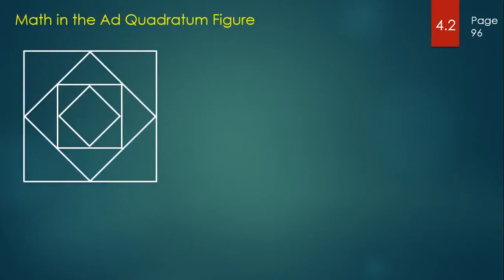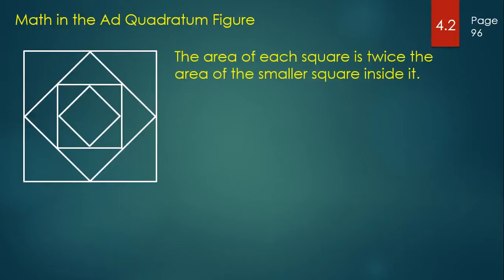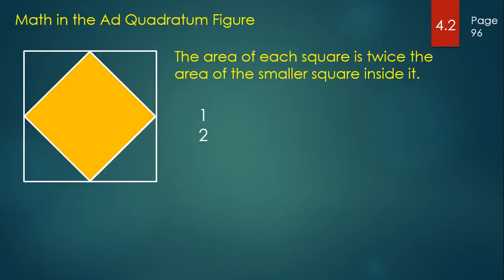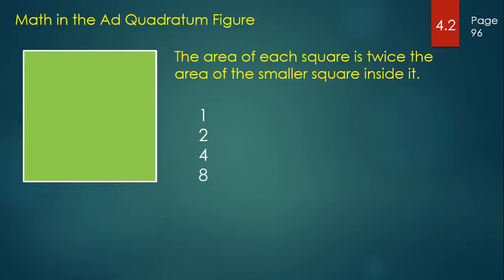There's also some math involved in this figure, and we've really already talked about this, but I'd like to review it a little bit. We've said that the area of each square is twice the area of the smaller square inside it. So if I would say that this square is maybe 1 unit by 1 unit, meaning its area is 1 square unit, that would mean that the square that is one size larger than it has to have twice the area, or 2 square units. And the area that is just bigger than that has twice the area of the previous square, or 4 square units. And the area of the next square is 8 square units.